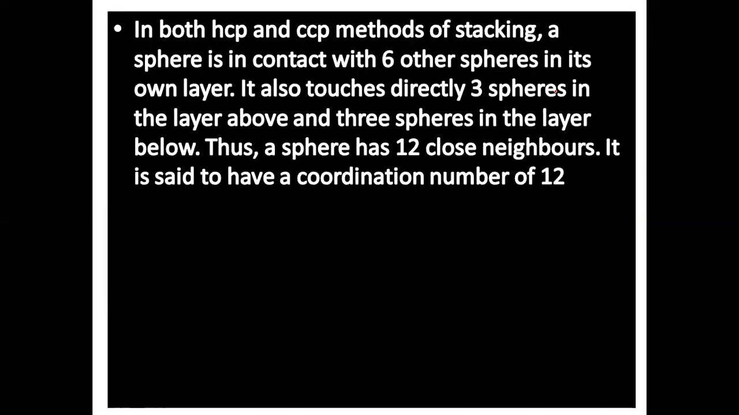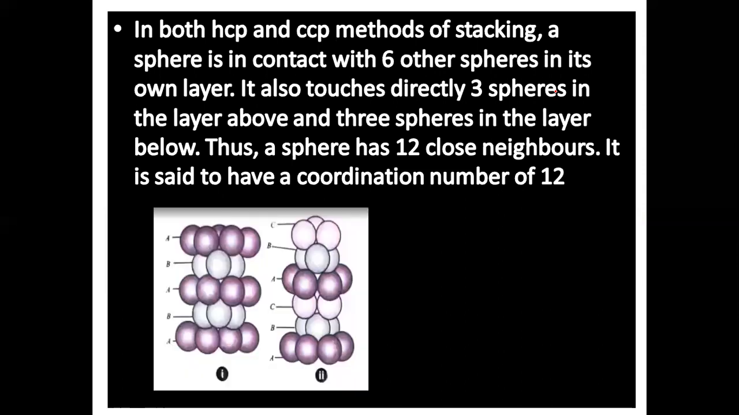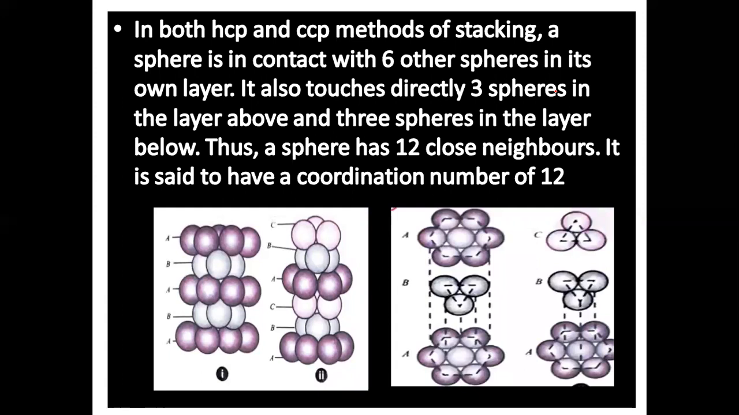In both hexagonal close packing and cubic close packing, a sphere is in contact with 6 other spheres in its own layer, and it touches directly 3 spheres in the layer above and 3 below. It means a sphere has 12 close neighbors. That is its coordination number. It means the coordination number is equal to 12.